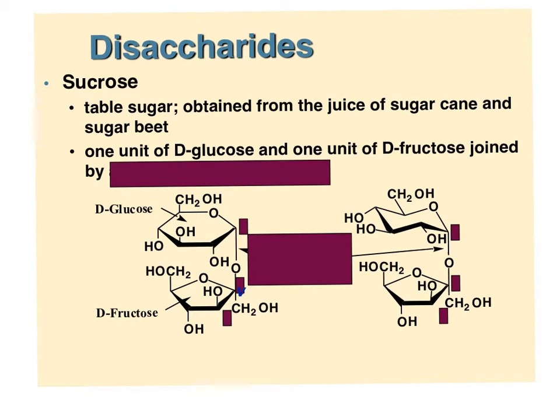Okie dokie. All right, so first off, are we starting here? Because this is the anomeric carbon. Are we starting here with carbon number 1, 2, 3, 4, 5, or 6? It's a 1, so I'm just going to write that in. That's a 1. All right.